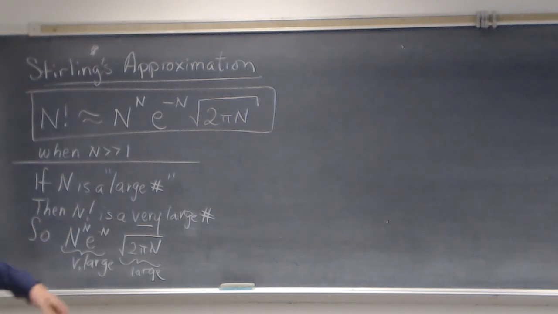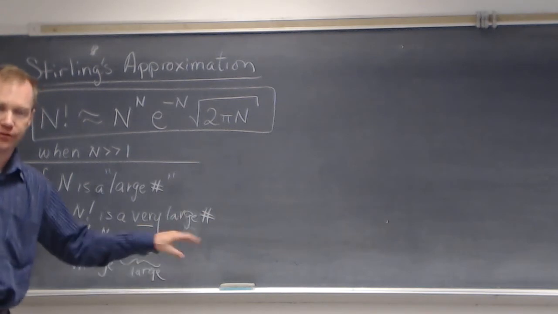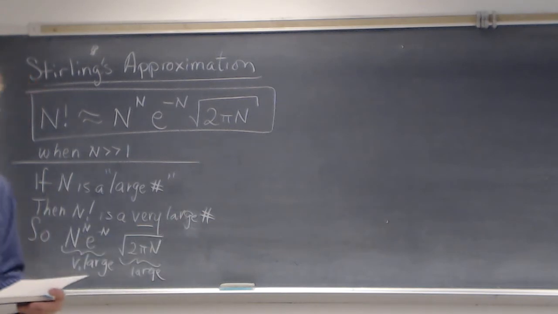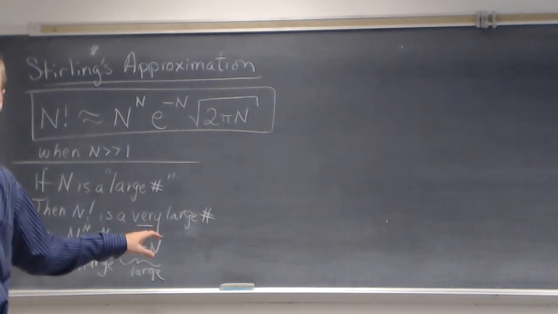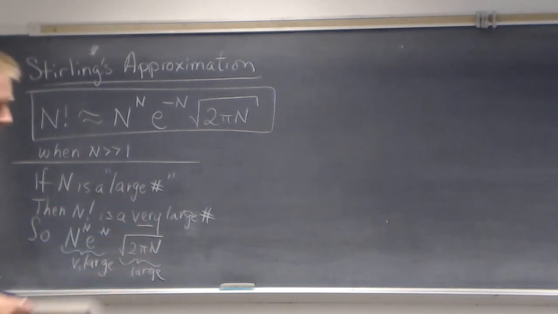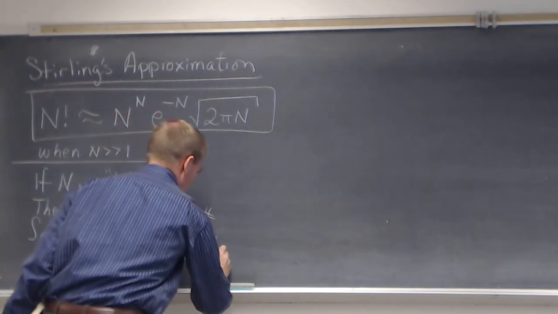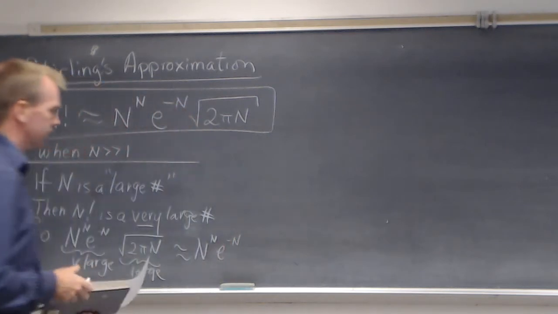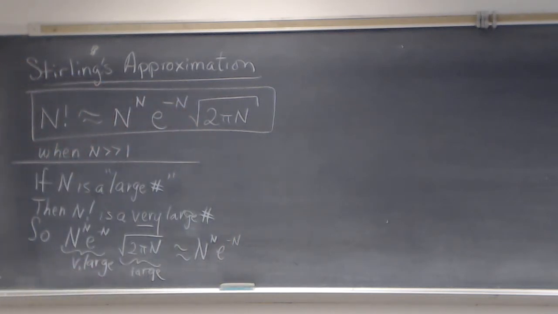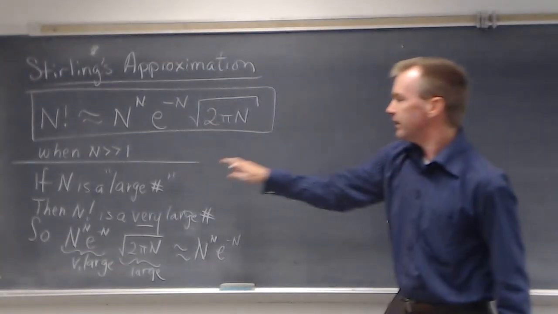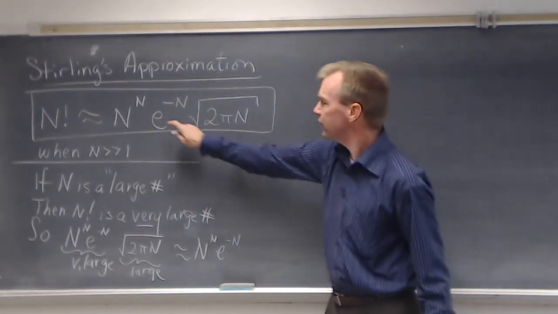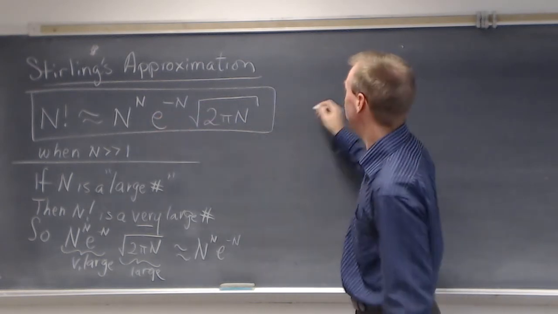You can probably barely read that, but I've just written very large for the first two terms times a large for the third term. So remember that a very large number times a large number is just a very large number. So if n is a large number, then we can really just take the first two terms here, and that's going to be good enough.